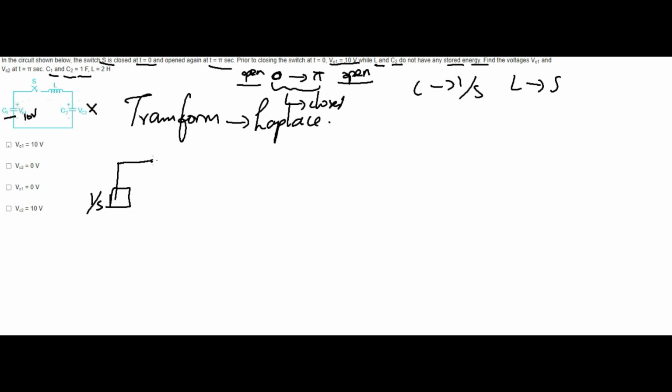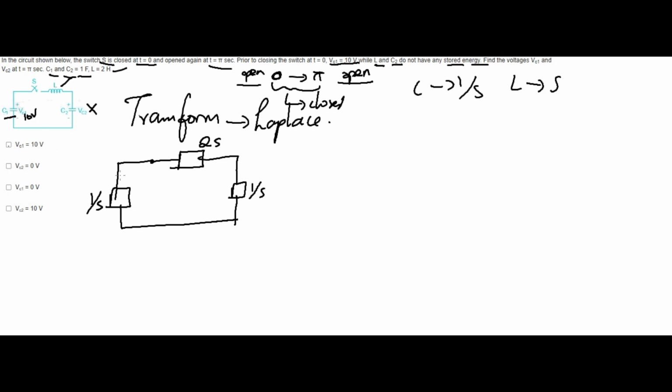Then I'm coming here, now the switch is closed, is it right? So here the inductor is available. What's the inductor? 2. So the inductor becomes 2 into s, multiplication, so 2s, that's all. Then one more capacitor is there, so that is also 1 by s. That was very simple, but they have mentioned VC1 here, is it right?